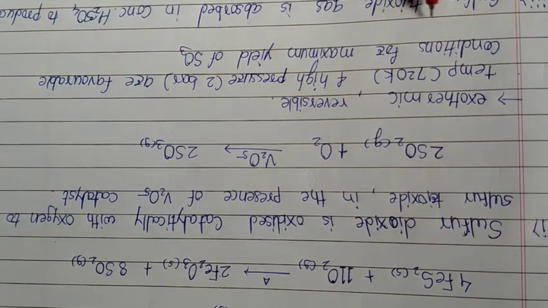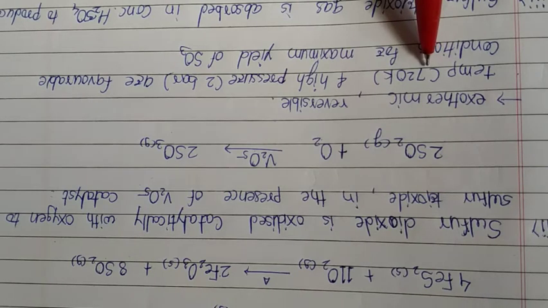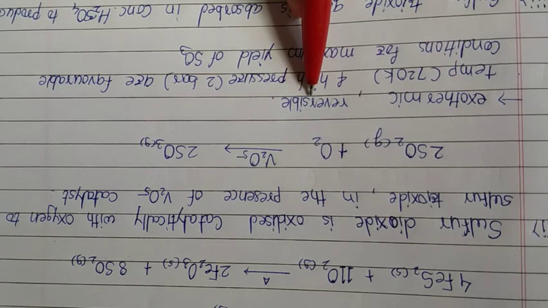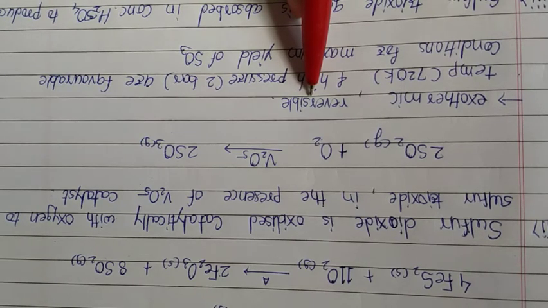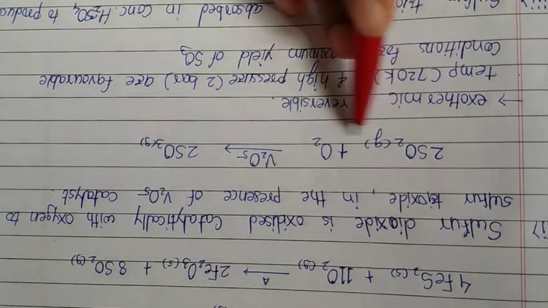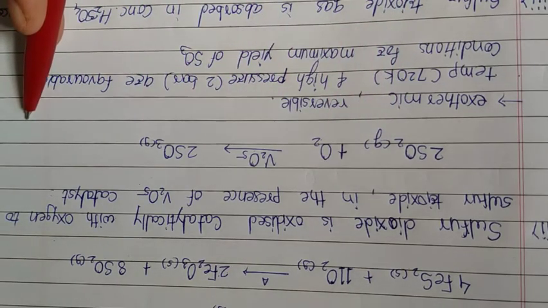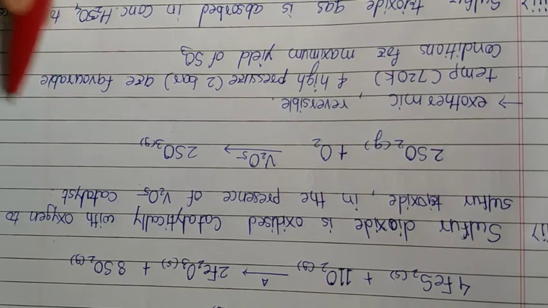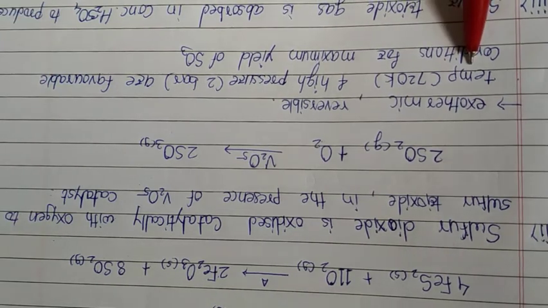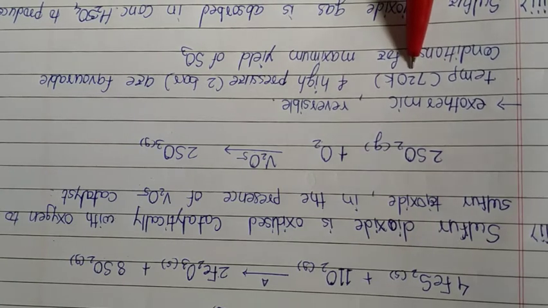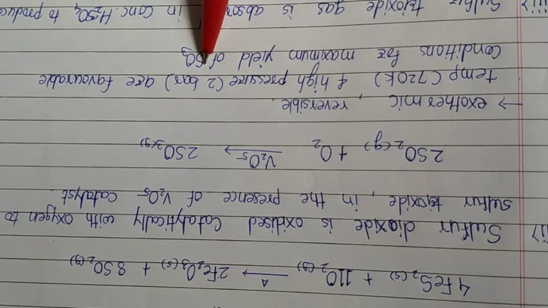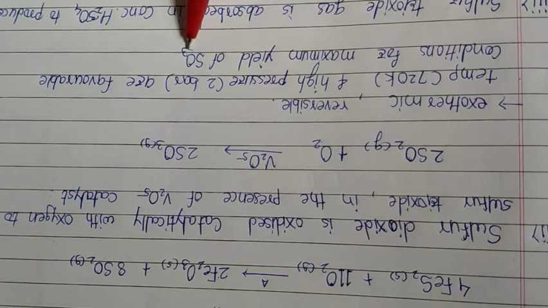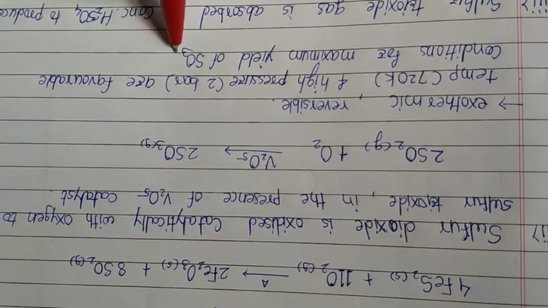This is an exothermic and reversible reaction, and the forward reaction leads to a decrease in volume. Means if the reaction takes place in the forward direction, the volume of the product decreases. Therefore low temperature, that is 720 Kelvin, and high pressure, that is 2 bar, are favorable conditions for maximum yield of sulfur trioxide.